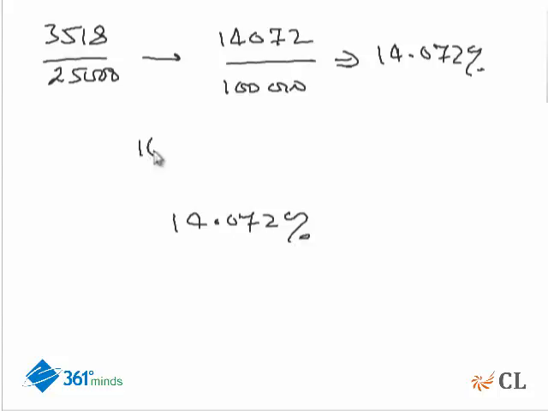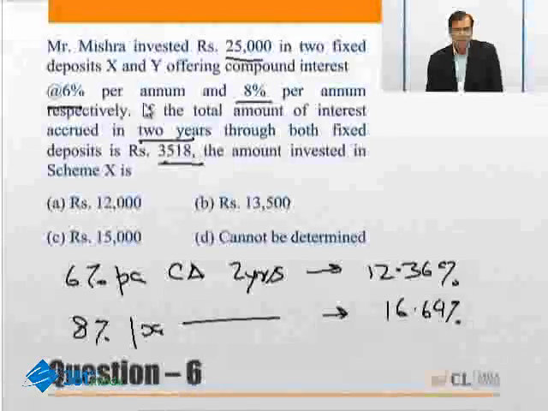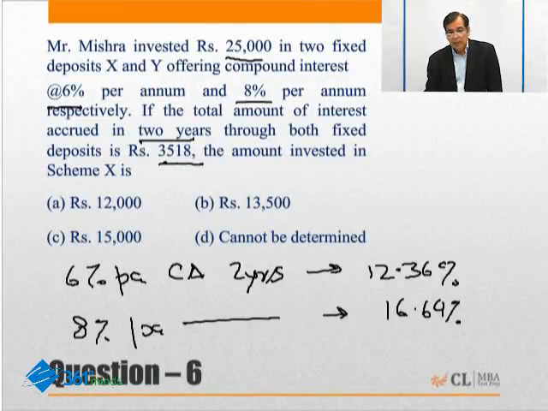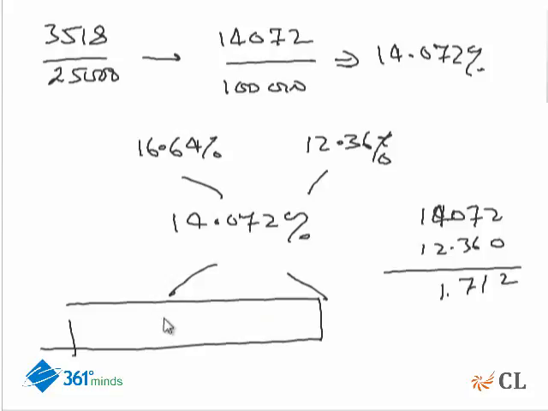In one case you are getting an interest of 16.64%. In the other case you are getting interest of 12.36%. Apply allegation. This gives you the ratio of amount. And you can then apply that on 25,000. That looks difficult. It should not be difficult, but let's just do it. 14.072 minus 12.36. 14.072 minus 12.360. So 2, 1, 10 minus 3 is 7. 13 minus 12 is 1. So this is 1.712 or 1712.